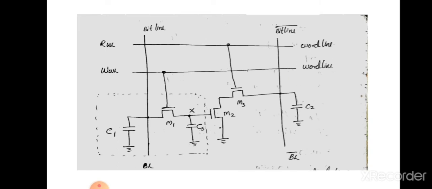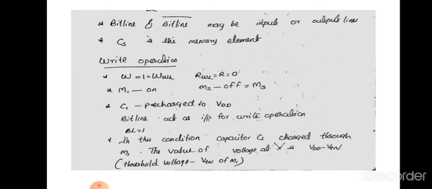Let us see. As with every memory, this memory is also used for writing and reading data. Whenever a read operation takes place, the bit line acts as an output line. Whenever a write operation takes place, the bit line acts as an input line. We have discussed that in the previous case, so bit line and bit line bar may be input or output lines, and CS is the memory element. First of all, let us discuss the write operation.